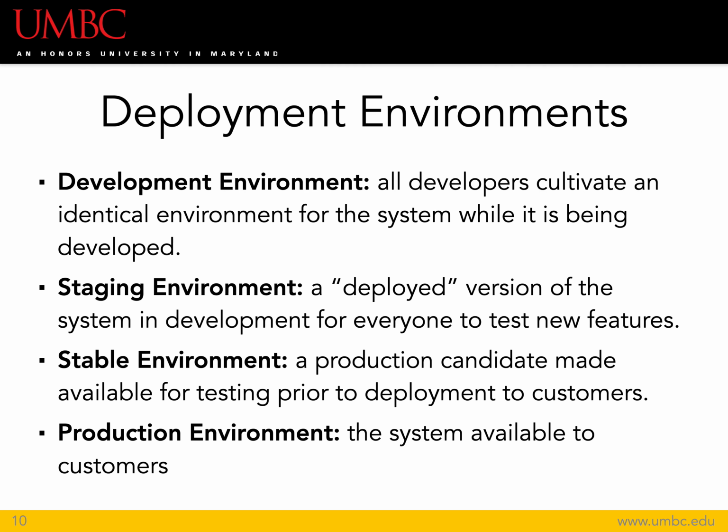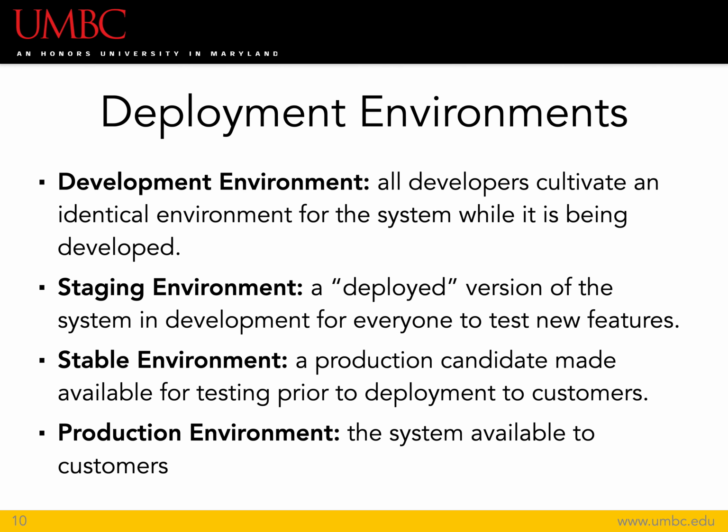This would be sort of like a common deployed version of the software so that all of the development team can test new features in a somewhat less controlled fashion than their own desktop. Then you would have a stable environment. This is sort of a production candidate made available for testing prior to actually pushing to customers. So it's intended to be not a place to test brand new features, but more a place to test for reliability and some of the stuff that you're expecting consumers to be doing with the software, stress testing the system. And then finally, you have the production environment, which is really the last of these, the system actually as it is made available to consumers.